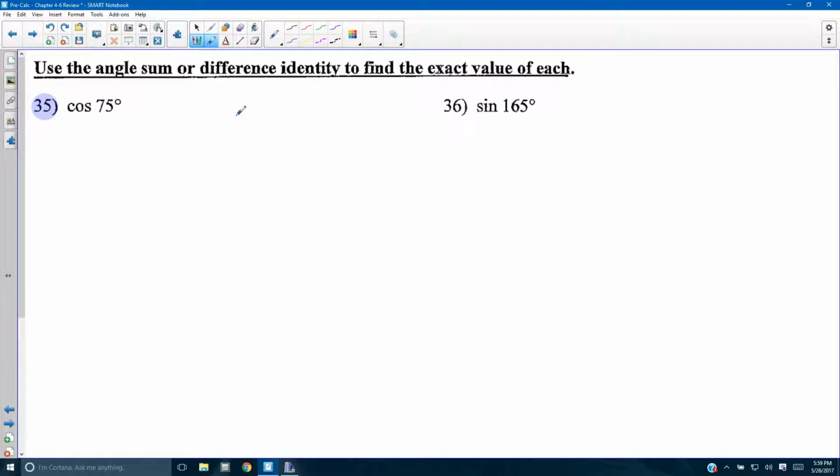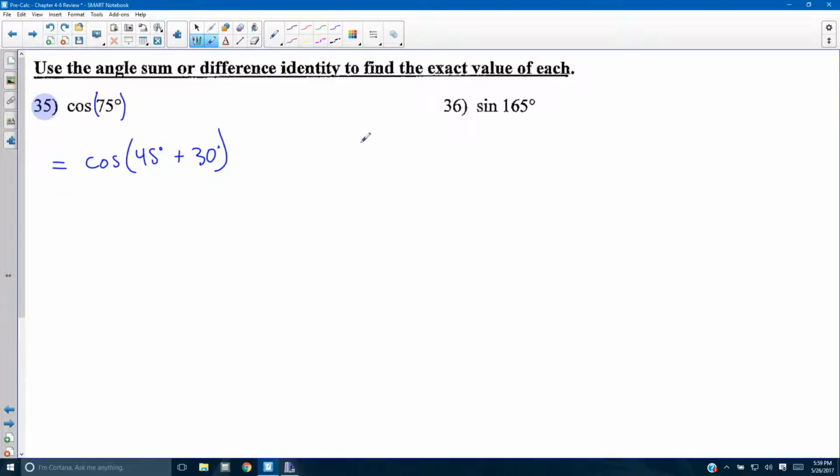Okay, number 35, use the angle sum or difference identity to find the exact value of each thing here. What we're going to look to do in a problem like this is, 75 is not a special right triangle of any sort, but it's a culmination of some special right triangle angles that we know, such as 45 and 30. Now, if only it were so easy as to say that we just distribute the cosine into both of these.